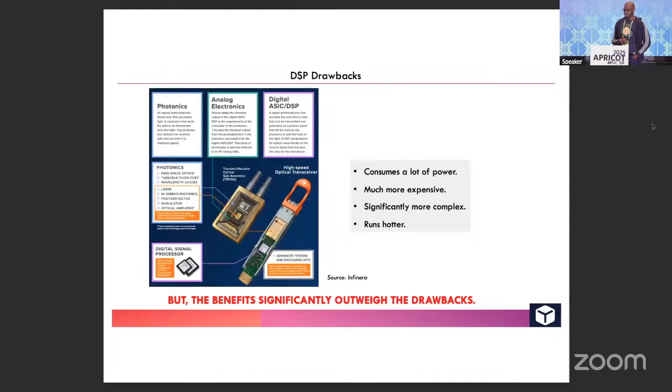Some of the drawbacks of the DSP, obviously, they consume a lot more power. They are quite significantly expensive and very complex. And they do increase the amount of heat that's generated in the system. So one of the practical problems you have with coherent plugs is that you need to have a sufficiently cooled environment, especially in the chassis itself. If you look at systems that run 400 gig, for example, on QSFP-DD ports, you'll find that they don't have as many ports because just being able to maintain the thermal infrastructure on that platform is much more difficult.